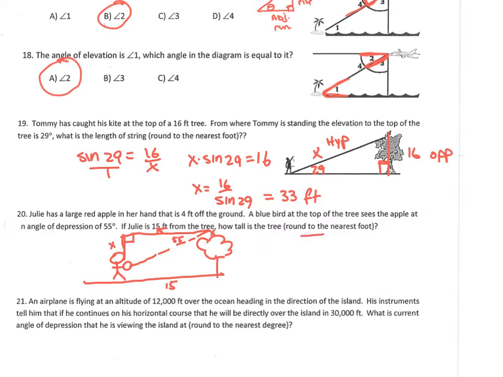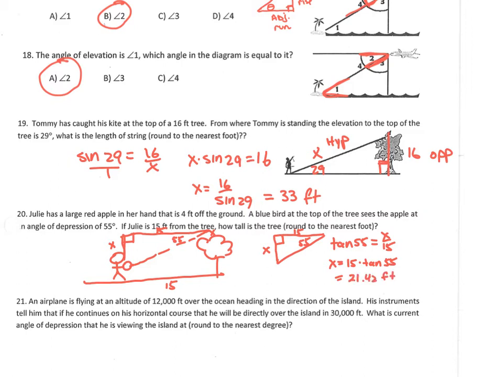So if I redraw that triangle, we're looking for this height here, given that this is 15 and this angle of depression is 55. So we could do tangent. Tangent of 55 is x over 15. That's opposite over adjacent. So multiplying by 15, we'll have x is 15 times tan 55, which is going to be 21.42 feet.